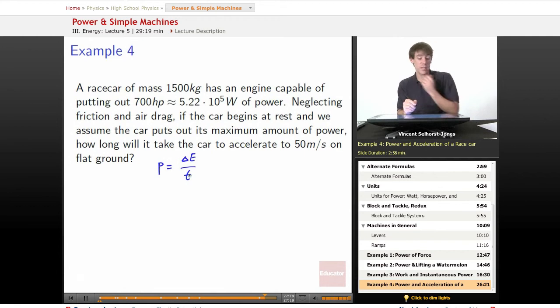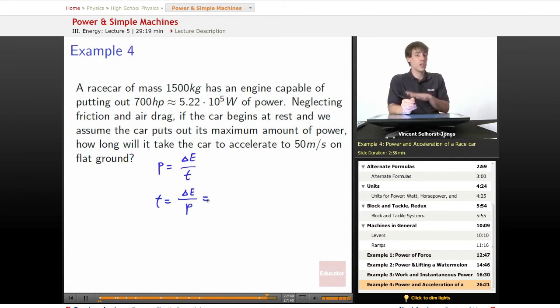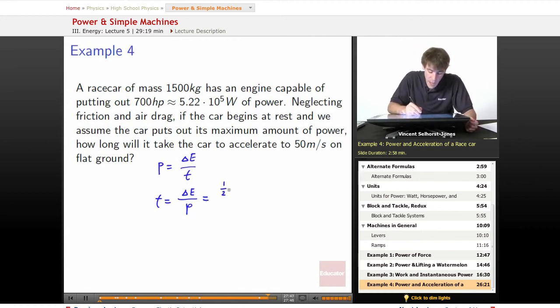right? We know what the time is. Can we figure out the change in energy? We sure can. We don't know what the time is. We're solving for the time. But we do know what the change in energy is. We do know what the power is. So we're good to go. So that gives us time is equal to the change in energy divided by the power. What's the change in energy? Well, it starts at no speed, so we know that the energy is just going to be how much kinetic energy it has. So 1/2 mv squared divided by the power.